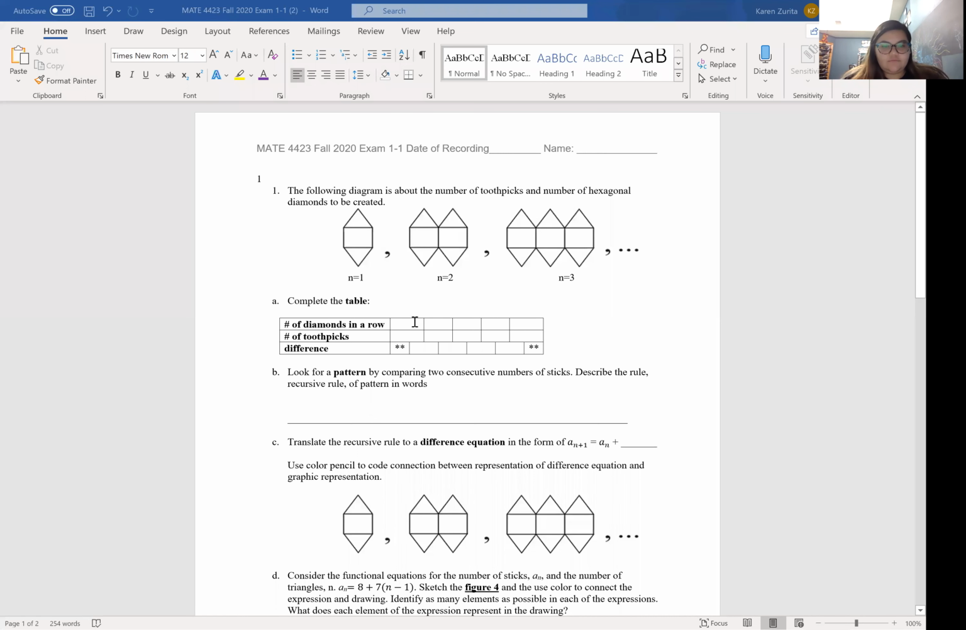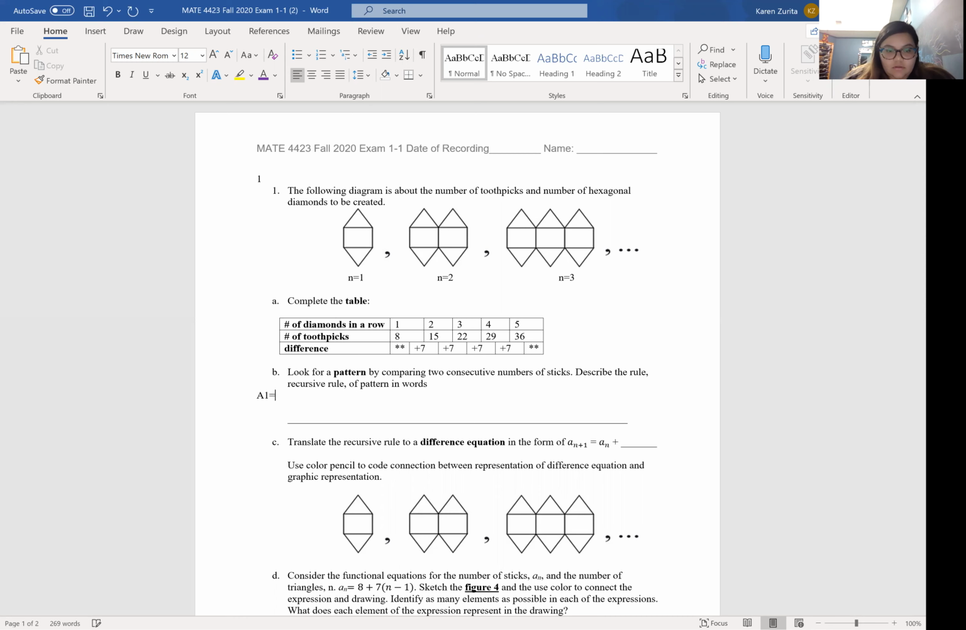Okay, so first things first, we put the number of diamonds on the row: 3, 4, 5. Then we count the number of toothpicks. It's 8, 15, 22. Then we see that it's plus 7, plus 7. Then we can get these. Plus 7, plus 7.